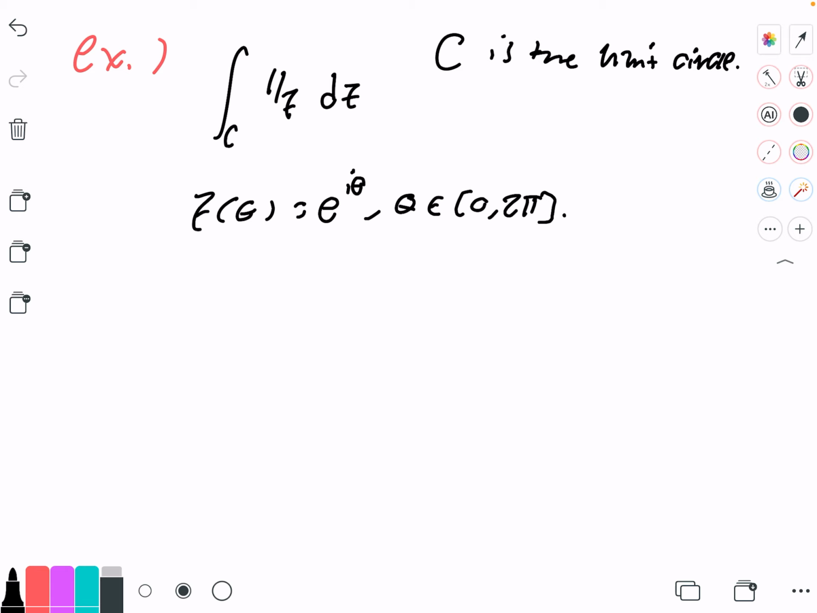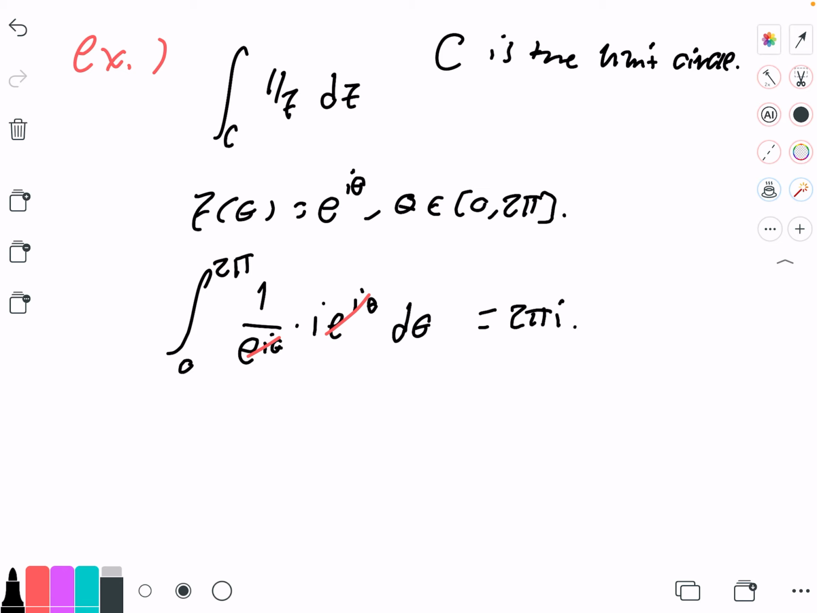So if we write out the definition of our contour integral for the integral of 1 over z dz, we have the integral from 0 to 2 pi of 1 over e to the i theta times i e to the i theta d theta. So we can obviously cancel these, and we have the integral of i from 0 to 2 pi d theta. And this is just 2 pi i. Rather simple. Also, this should be a closed contour. Sorry.